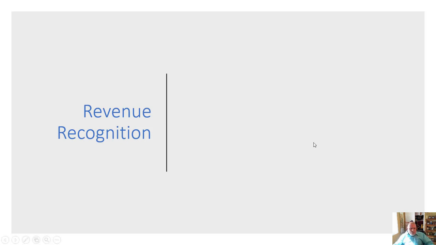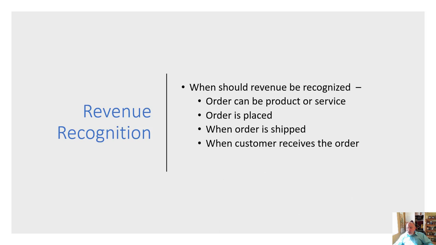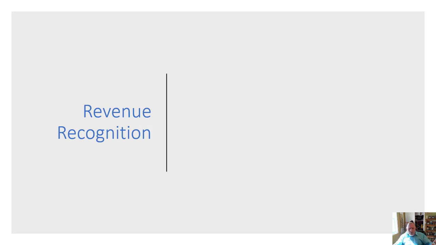Let's start with some very simple questions of when revenue should be recognized. And when I use the word order, I can also mean product or service. It doesn't matter. Do you recognize it when the order is placed? When the order is shipped? When the customer receives the order? When the customer pays for the order? So these are some basic questions that we ask. In a much simpler time, we didn't have complexities, but we do today.